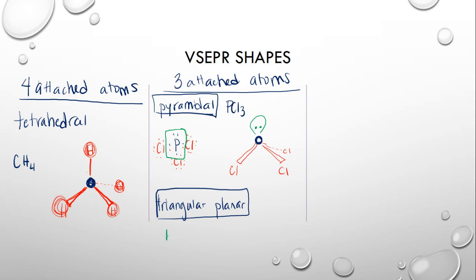Now, what if it was something different like BF3? We looked at this. The Lewis structure of BF3, or the structural formula, is simply this. There are 3 fluorines attached. The deal this time that makes it different from this one is there's no unshared pair. I have 3 atoms attached, and I do not have this unshared pair. So what we would have is a boron in the middle, and then a fluorine, another fluorine, and another fluorine. They would all be in a flat plane. There would be no pyramid to it.